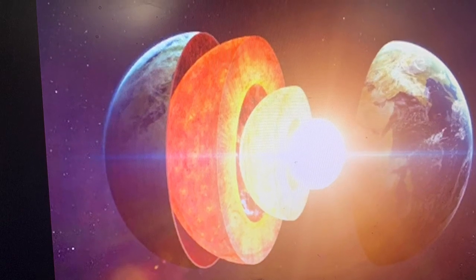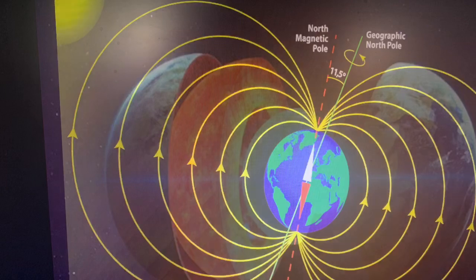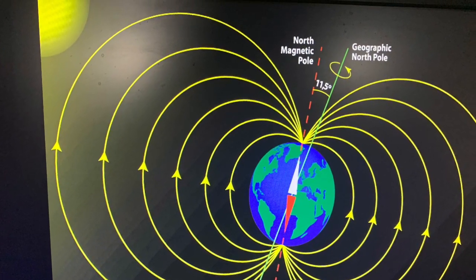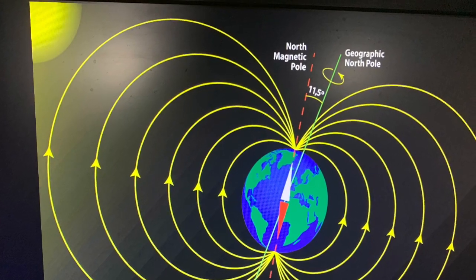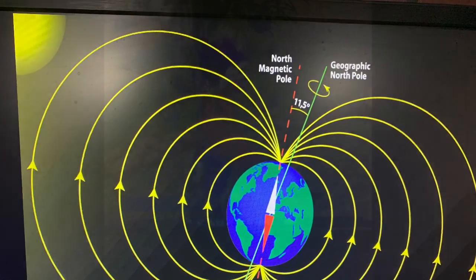And the fact that we have this layering of liquid surrounding a solid core actually helps us to generate our magnetic field, which we've talked about on numerous occasions with auroras and compasses and things like that. So our core creates what we call the dynamo effect, which is why we have a magnetic field.